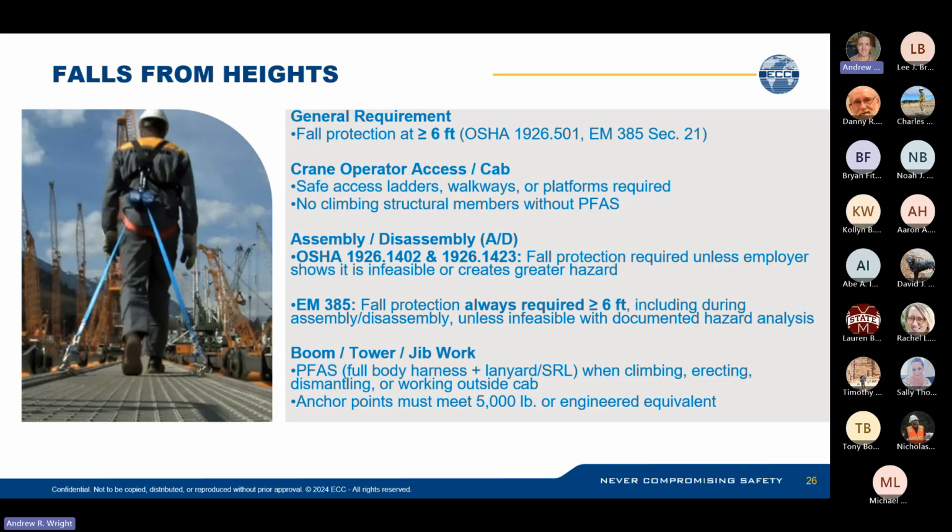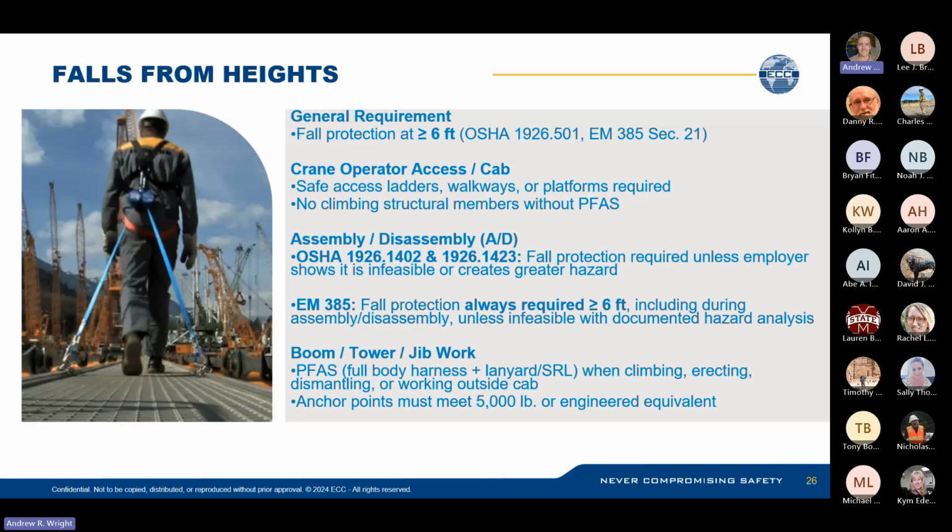So assembly and disassembly. Fall protection under OSHA is required unless the employer shows that it is infeasible, or it creates a greater hazard. Under EM 385 jobs, fall protection is always required, including during assembly and disassembly, unless, again, it is infeasible, but you have to have documented hazard analysis and approval to do that work without fall protection. Basically, you have to make a case of why fall protection is either not going to work or it's going to create a greater hazard.